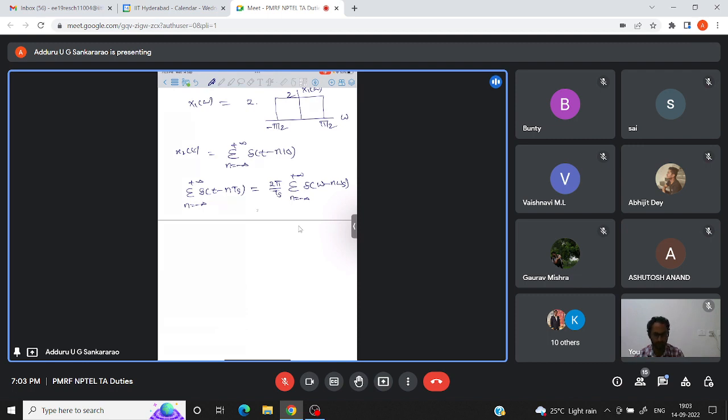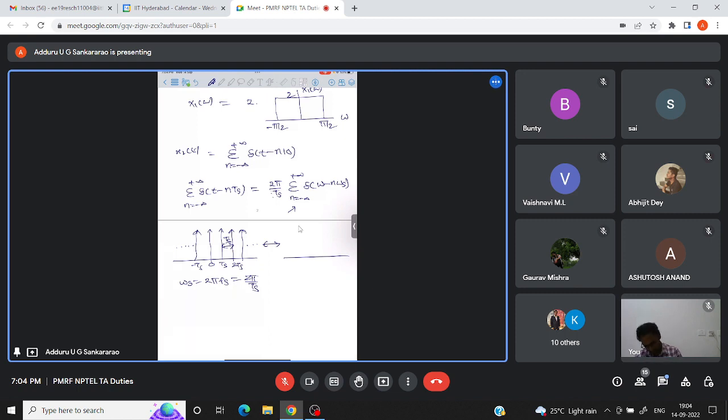Earlier classes also I used this. So that means you have some impulse train like this: zero, ts, two ts, and minus ts, you have an impulse train like this. So this is the spacing between two samples, ts. So omega s is nothing but 2 pi fs, that is 2 pi by ts. Its Fourier transform, again you will get an impulse train only, that is 2 pi by ts times the sum over n equal to minus infinity to plus infinity of delta of omega minus n omega s.